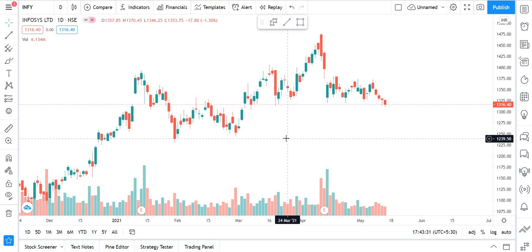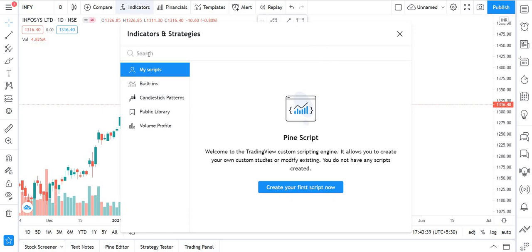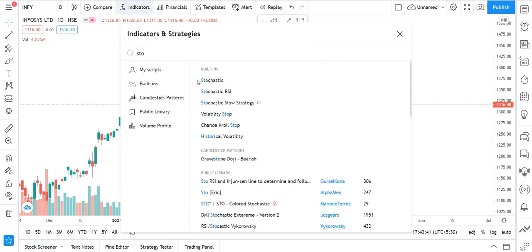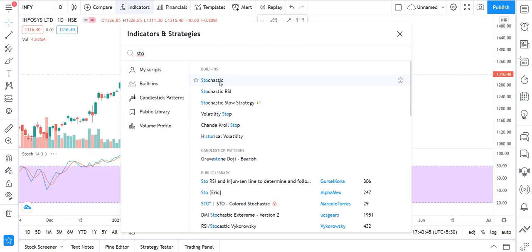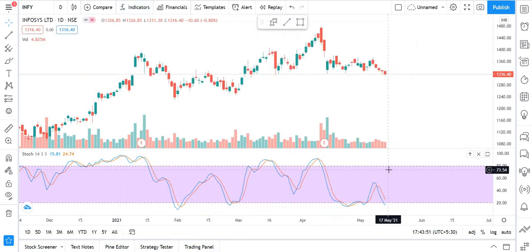Now we will be starting with the indicator. First of all, go to the indicators section and search for stochastic. It is free for use for everyone on tradingview.com. Stochastic jumps up first, so we'll be selecting it. So here is our stochastic indicator, now applied to our chart.